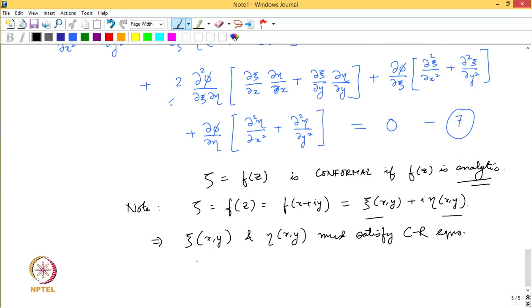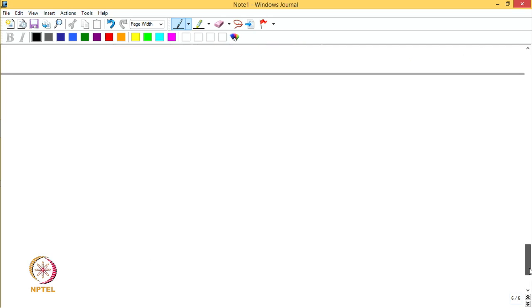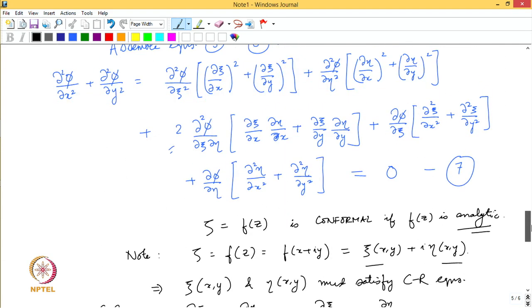The Cauchy-Riemann equations here would be that d xi dx must be the same as d eta dy. That is the first Cauchy-Riemann equation. The second one is d xi dy is minus d eta dx. If our transformation is such that it is analytic, then we call it a conformal transformation. And for the transformation to be conformal, we need to have its real and imaginary parts satisfy the Cauchy-Riemann equations. Now, I can use this to say something about what I have derived in equation 7.